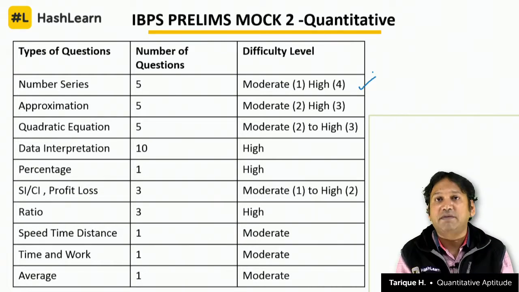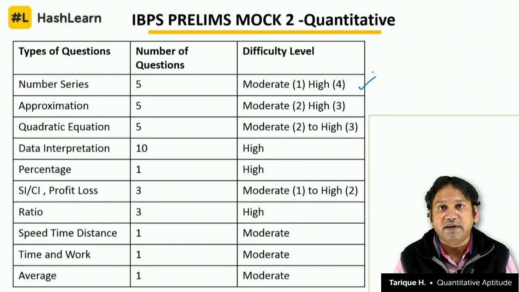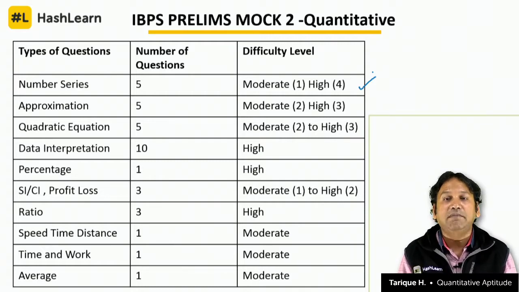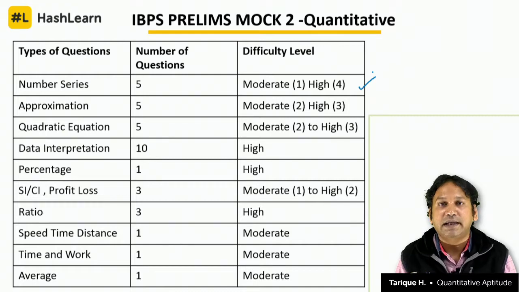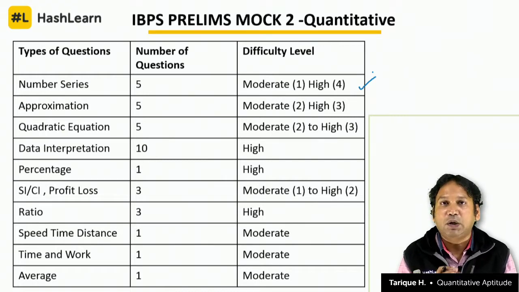As I have discussed in the previous session also, when we talk about difficulty level, we always keep in mind the time that is available for you in the examination for that particular section, or if you divide it for that particular question. We know that we get only 20 minutes for solving the entire quant section in the examination, now that we have sectional time limits also.